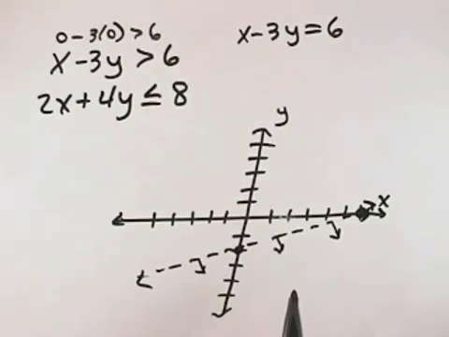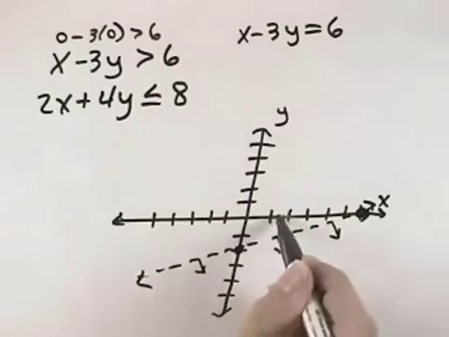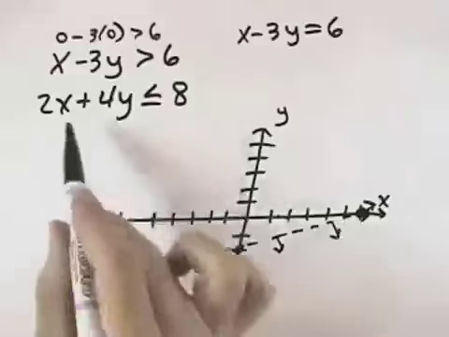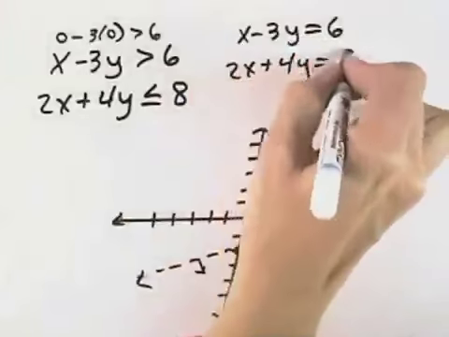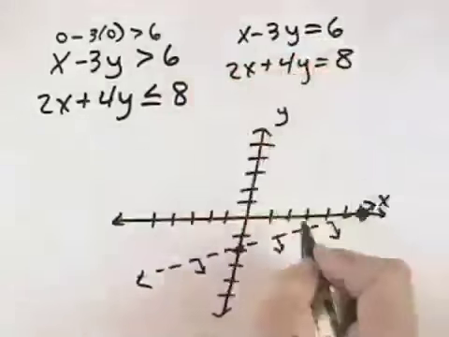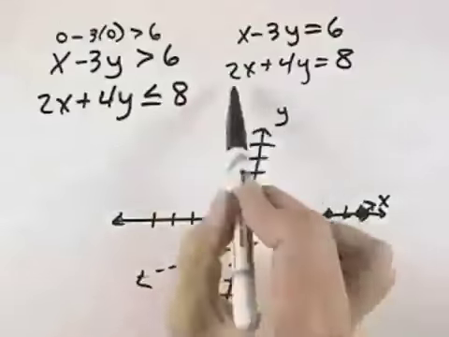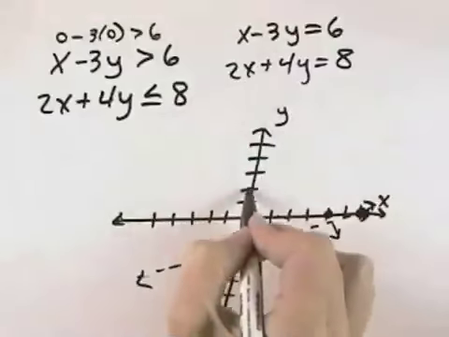so that when I'm done with my second graph, I can see where the two overlap, and that's the region I will shade. So the second equation I'm graphing is 2x plus 4y equals 8. So when y equals 0, x would equal 4. And when x equals 0, y is equal to 2.